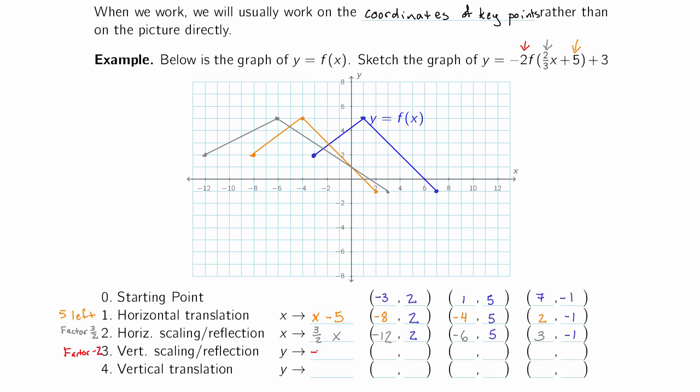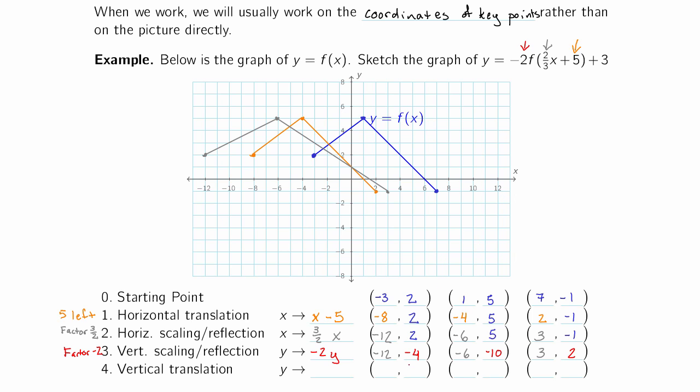We'll handle that at the same time, thinking of it as a factor of negative 2. We'll multiply each y-coordinate by negative 2. So 2 times negative 2 is negative 4. 5 times negative 2 is negative 10. Negative 1 times negative 2 is positive 2. And we didn't touch the x-coordinates. The x-coordinates are going to stay the same.